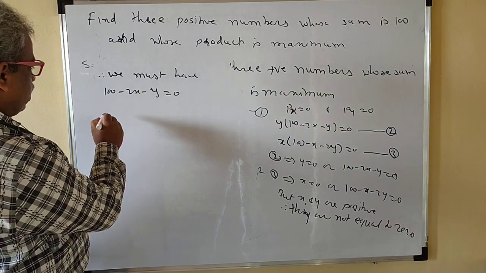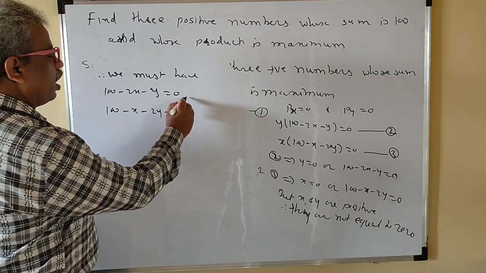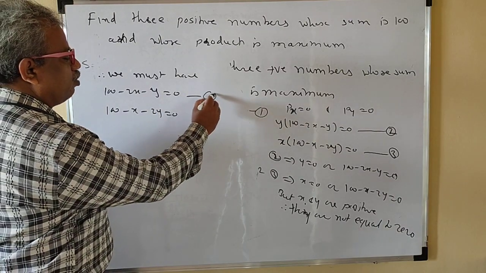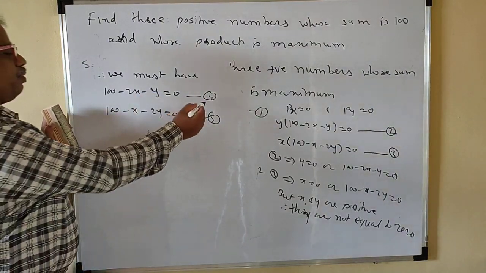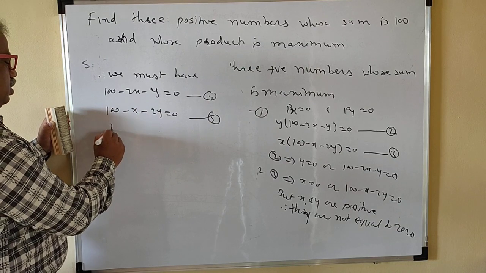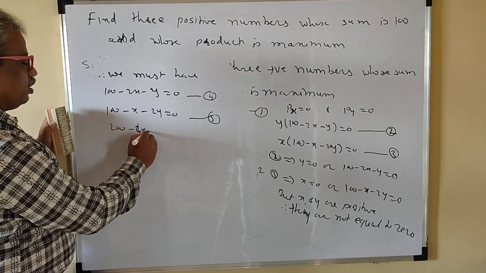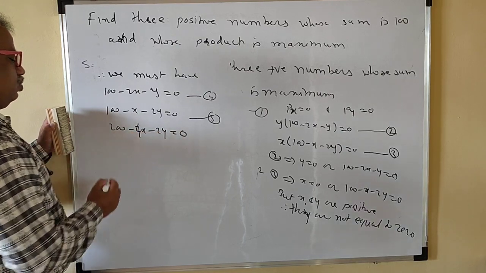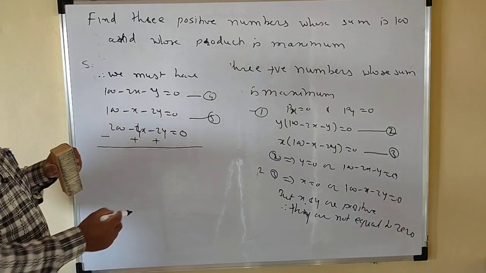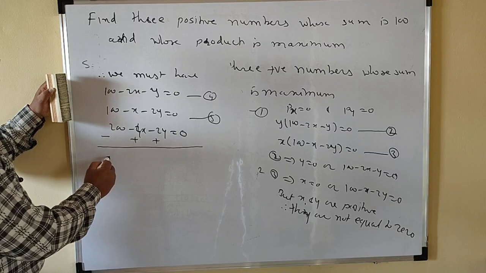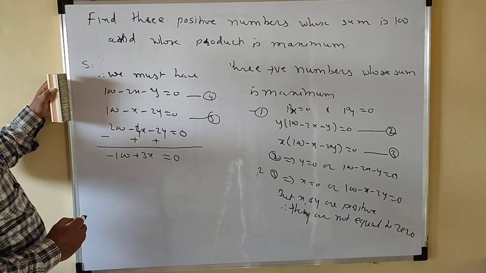And 100 minus x minus twice y is equal to 0. I will call this 4, and this 5. Okay, so what do I do? I will multiply equation 5 by 2 and compare with equation 2. Now this is 200 minus twice x minus 4x minus twice y is equal to 0. Then I will subtract this. So what we will do? This is minus 100. This is plus 3x. This is equal to 0.